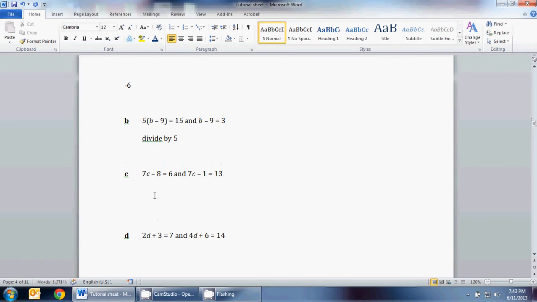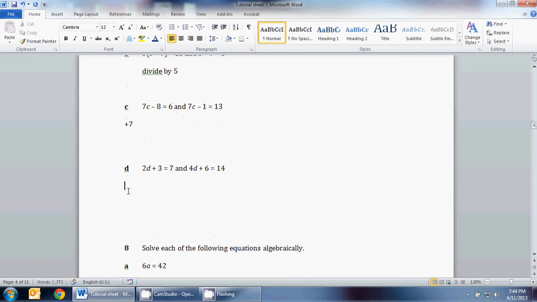In the next one here, 7c minus 8 equals 6, and 7c minus 1 equals 13. So let's have a look at the right hand side, because once again it's the easiest one to see what's happened. 6 has turned into 13. Let's see if plus 7 is the answer. So 7c minus 8 has turned into 7c minus 1. And yes, plus 7 is the answer, because if I owe $8 to my bank account, and I add $7 into my bank account, I will end up with only owing $1. So plus 7 there is the answer.